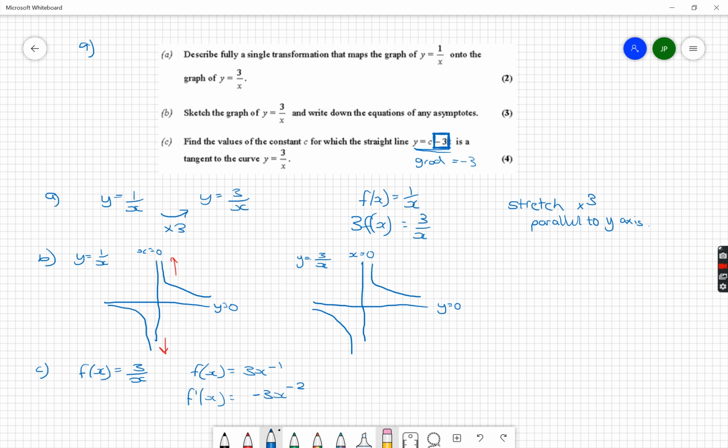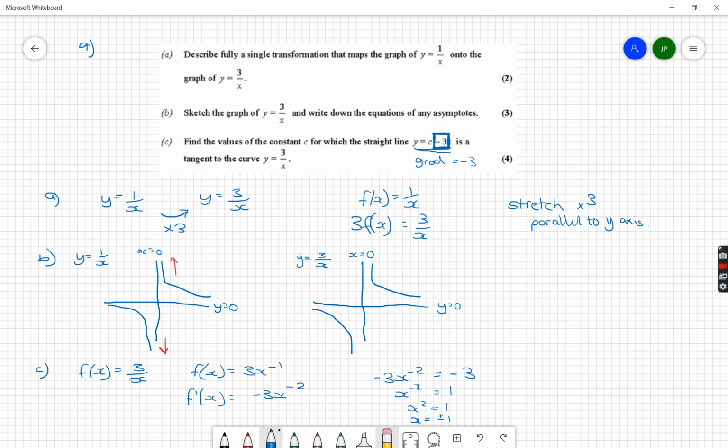Now I know that minus 3x to the minus 2, because that is my gradient function, my differential, has got to be equal to minus 3. And I've got a little equation to solve. I'm going to divide by minus 3 first of all. So I know that x to the minus 2 is going to be equal to 1. Therefore, I know that x squared is going to equal 1. So x is going to be equal to plus or minus 1.